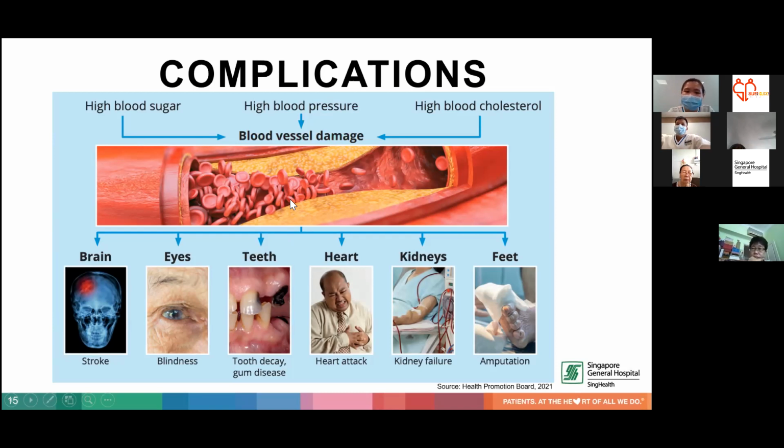So when the blood vessel in our brain is affected, we may have a risk of stroke. When the blood vessel is affected in our eyes, we may have blindness or blurring of vision. When it affects the teeth, we may have tooth decay or gum disease. Or when it affects the heart, we may have heart attack. When it affects the kidney, we will have kidney failure, which you often see a lot of patients with diabetes often have to go through hemodialysis or other form of dialysis. And if it affects the feet, it may lead to amputation.